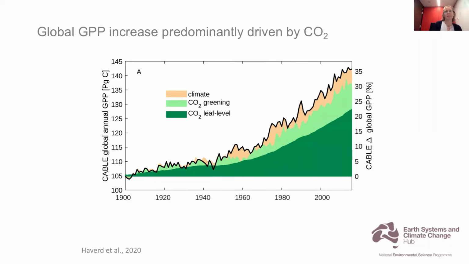Okay, so with that model that satisfies the available constraints, we're able to partition the large increase in global photosynthesis between a leaf level component and a greening component, which is largely a secondary effect of carbon dioxide fertilisation. So if the plants are stimulated to grow more by additional carbon dioxide in the atmosphere, they have more carbon to invest in leaves, and that results in a greater leaf area and, in the manner of compound interest, additional photosynthesis. The climate effect is mostly to do with lengthening of the growing season.